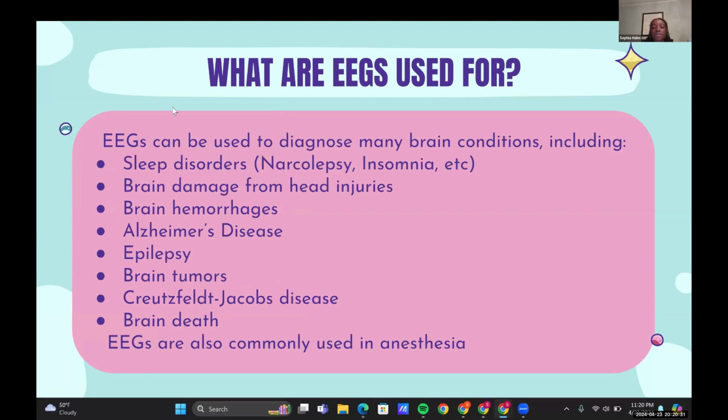Okay, so like Amish was saying about the treatments that doctors can give, many of these EEGs diagnose conditions like Alzheimer's disease, epilepsy, brain tumors, hemorrhages, and things like that. And EEGs are commonly used by anesthesiologists so that they can determine the correct amount of anesthesia to provide to a patient in surgeries and things like that.